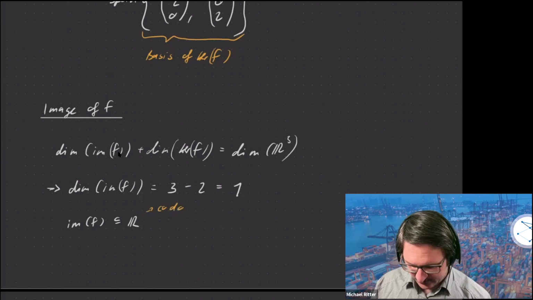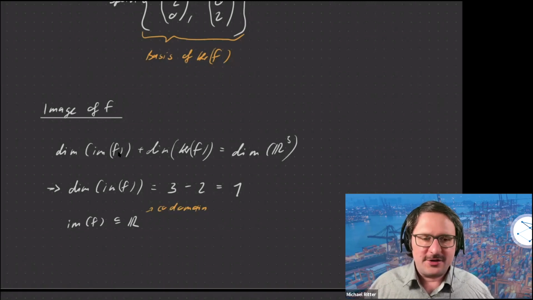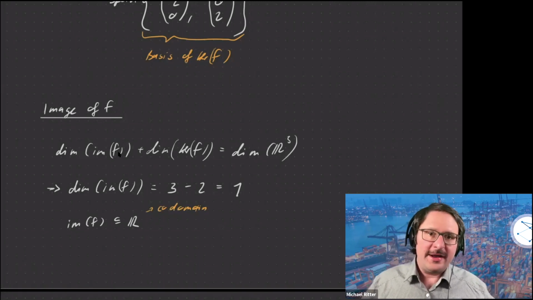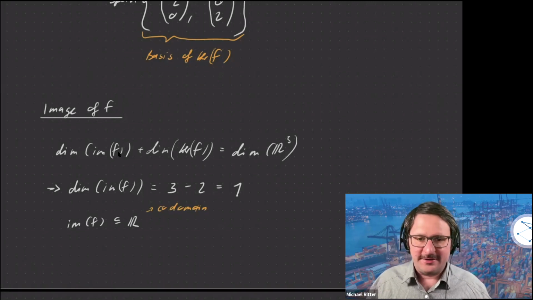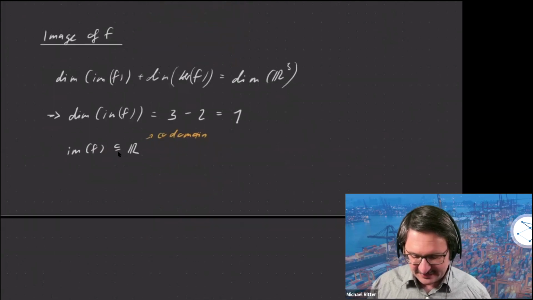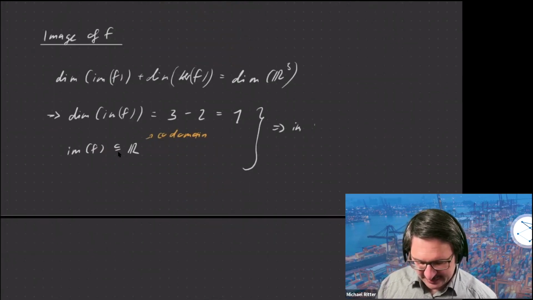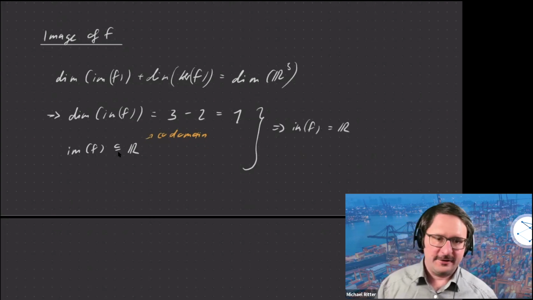So this is the codomain. The codomain is R. So what we're looking for is a 1-dimensional subspace of R. R is itself a 1-dimensional space. So any 1-dimensional subspace of that is necessarily the whole space. And put together, that means the image of f is the set of reals.